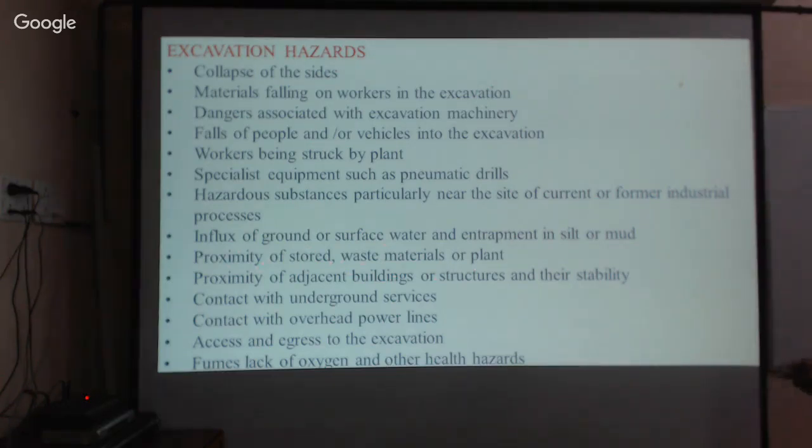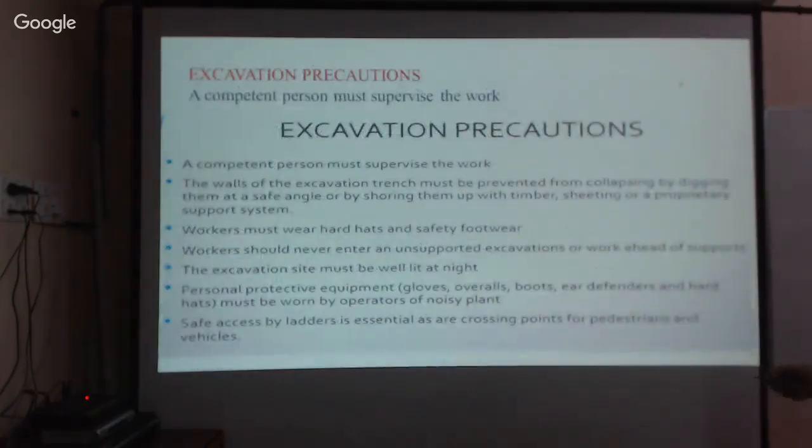Then proximity of stored waste material or plant. Stored waste material will be stored at one side, and because of its heavy weight, it may collapse. Proximity of adjacent buildings or structures and their stability, contact with underground services, contact with overhead power lines, access and egress into the excavation, then fumes, lack of oxygen, and other health hazards. Now these are the hazards due to excavation.